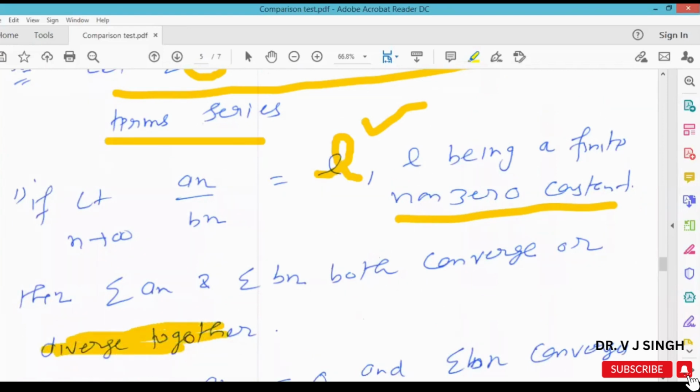What is the meaning of this line? If the answer is finite, like 1, 2, 3, 5, 7, 9 or 1/2, any finite number other than 0, then remember this definition: summation an and summation bn both converge or diverge together. Anyone, what is the meaning of this line, both converge or diverge together?